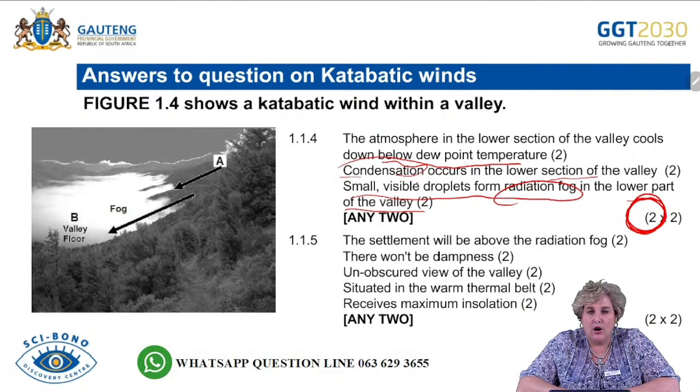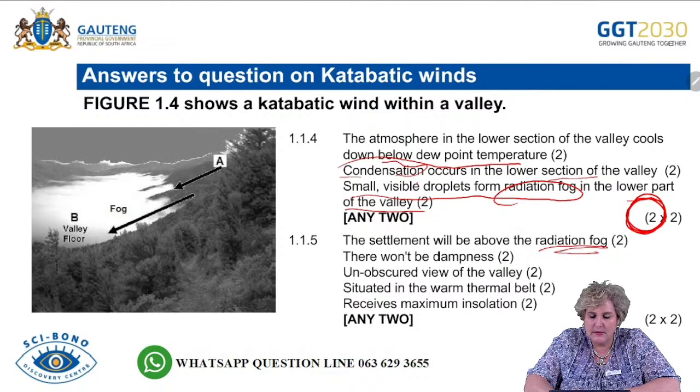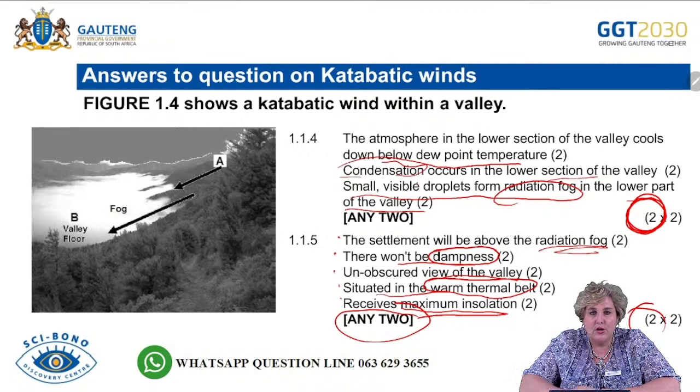Okay. The last one is the settlement will be above the radiation fog. Why are they on the middle slope? There won't be any dampness in that area. I will have an unobscured view of the valley. I'm situated in the warm thermal belt, and that area receives maximum insolation. Again, you can see there are more than 2 options. Always write down more than what is expected from you, so that there are more options for the marker to mark.